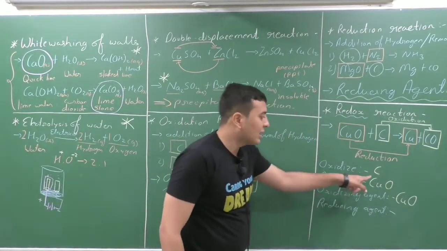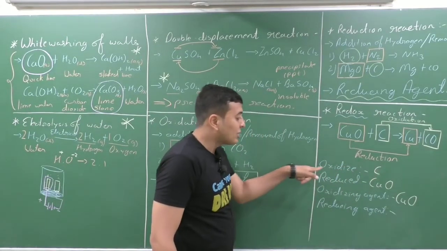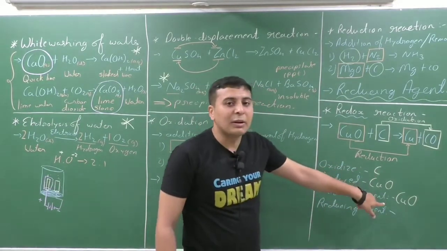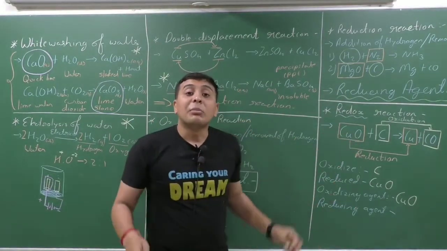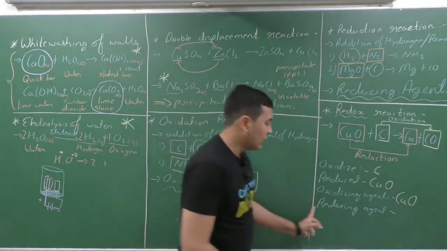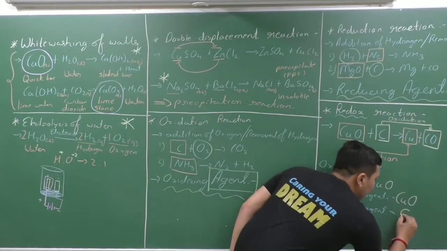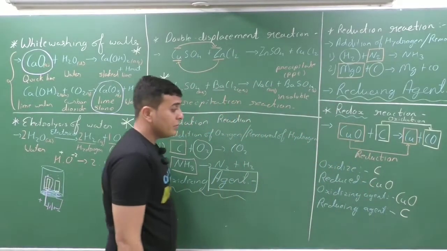Similarly, the reducing agent is carbon. Why? Because it is oxidizing itself but reducing the other compound. The compound which oxidizes itself but reduces the other is known as the reducing agent. So the answer will be only carbon.